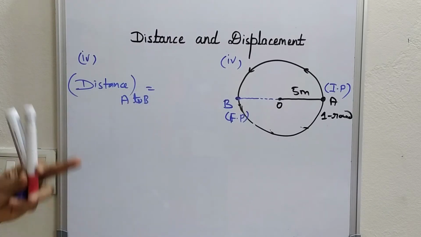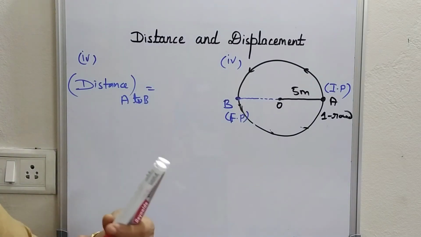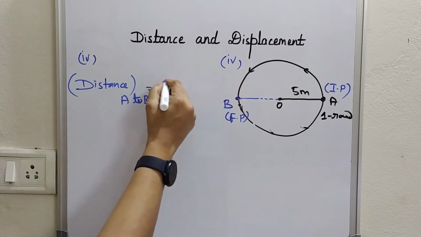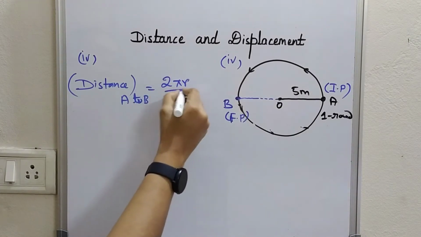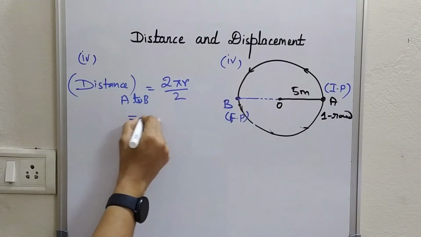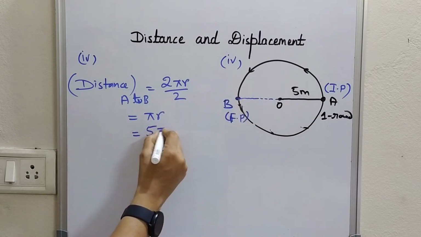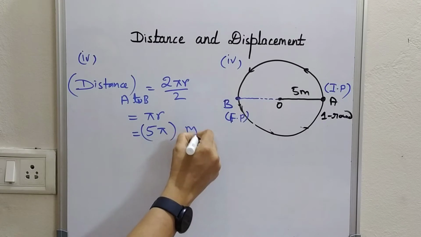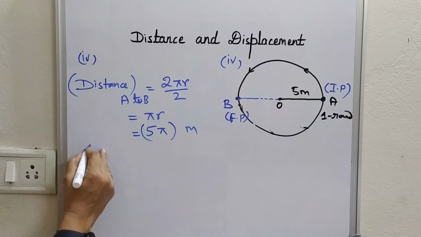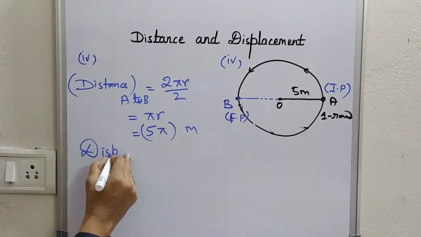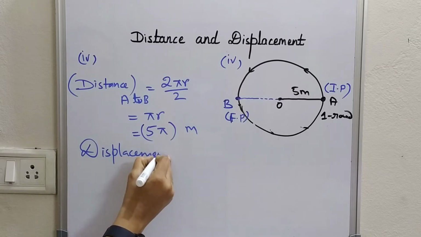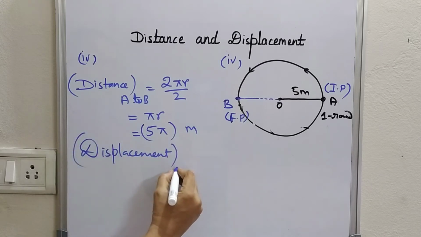Since the body travelled a semicircle, it will be travelling half the circumference. Circumference is 2 pi r. Half of 2 pi r is pi r, which is the distance travelled. R is 5, so 5 into pi. This many meters is the distance travelled. Then what about displacement? Displacement, as the body covers a semicircle, from A to B.